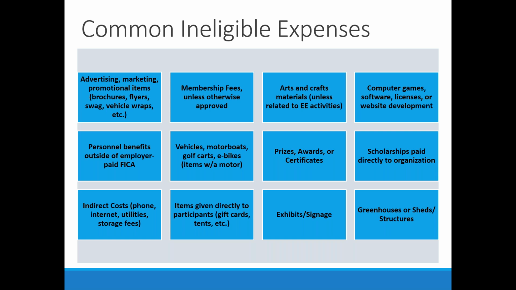I'm skimming here to see what else we might see frequently that we do not allow. Exhibits, signage, greenhouses or sheds or structures. I mentioned that before. You can buy kayaks and canoes with these funds, but you cannot buy a boat that has a motor, or actually anything with a motor. All of those are not allowed. If it has a motor, not allowed. Also, prizes or awards or certificates, and anything given directly to a participant, even including gift cards, tents, gas cards, no direct gifts to participants.